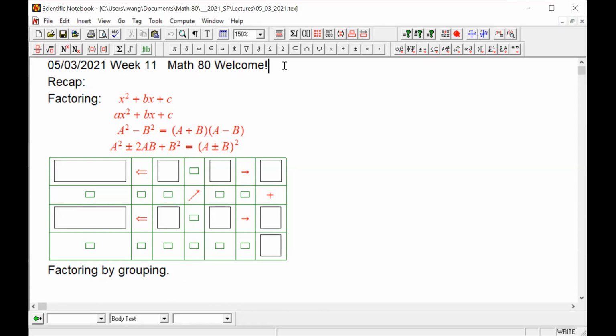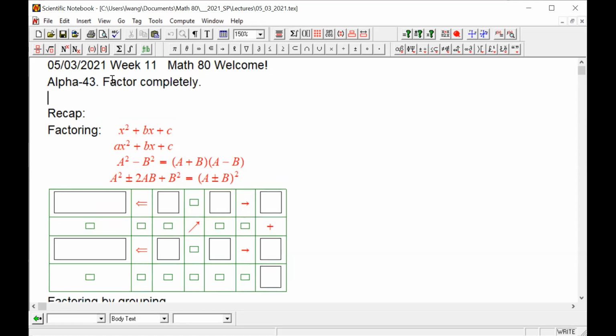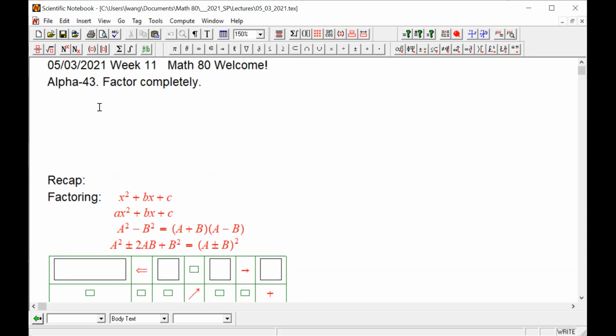Anyway, today we're going to look at alpha 43, and the title is Factor Completely. So besides all the techniques we have learned, take the first example. What do we mean by factoring completely?